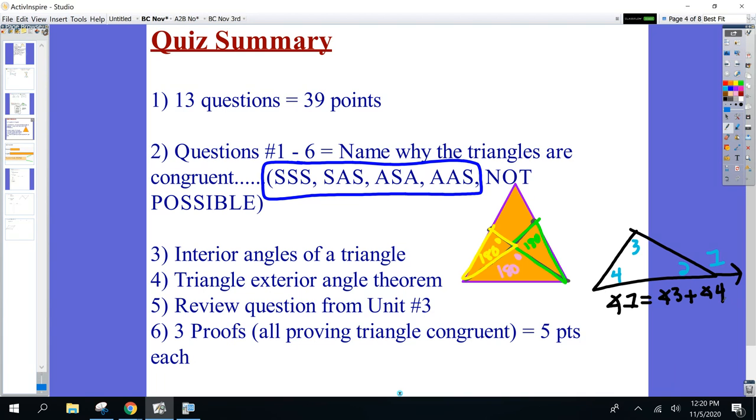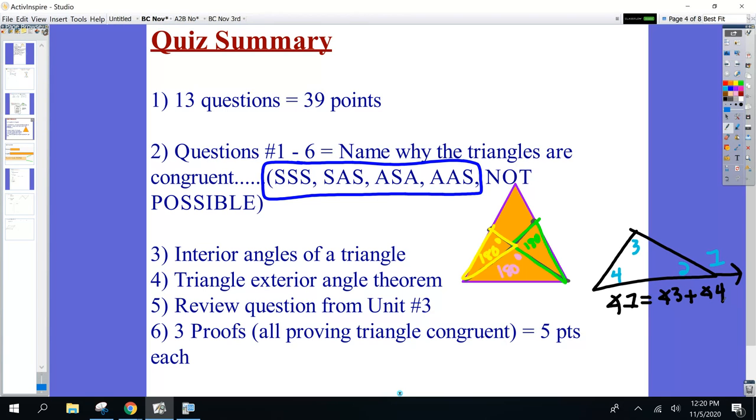Number 5, a review question from Unit 3. And I'll even narrow it down a little bit. The review question is going to be dealing with parallel lines and special angles formed from parallel lines. So what do you know about corresponding? What do you know about alternate interior, same side interior? It'll cover those topics. It will not cover slope, writing equations of lines. It will cover special angles formed by parallel lines.